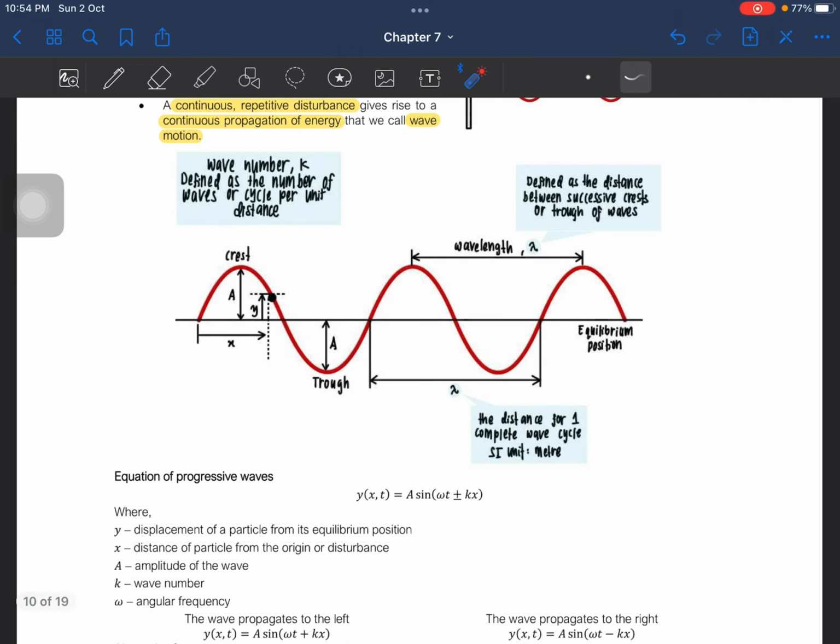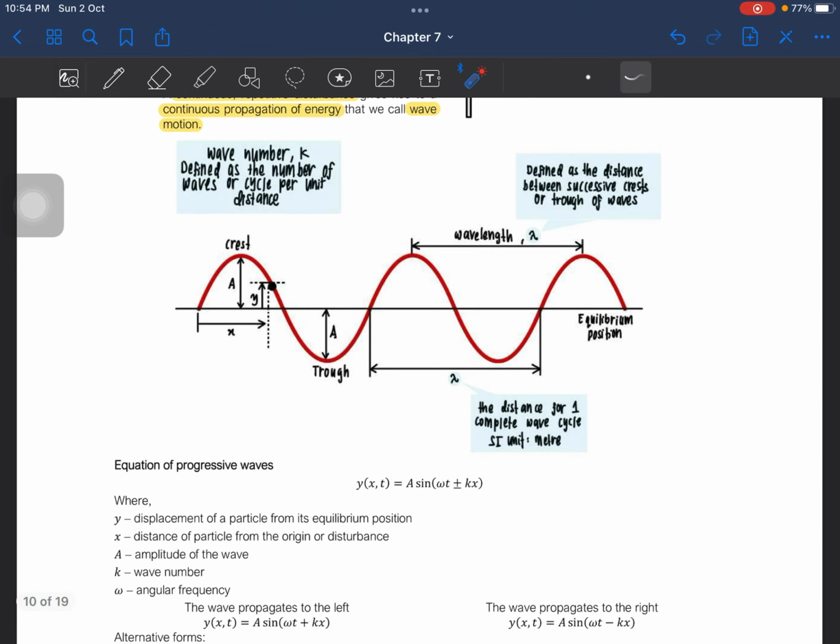Okay, macam tu lah. Now, this is a diagram that explains some of the things that you need to know in a wave's motion. So we have a wave number which is K. Ingat kita ada banyak K sekarang ni. K tadi is the spring constant, tapi di sini K dia adalah wave number. So K ni adalah defined as the number of waves or cycles per unit distance. So the unit for K is per meter. Per unit distance. Ya, betul.